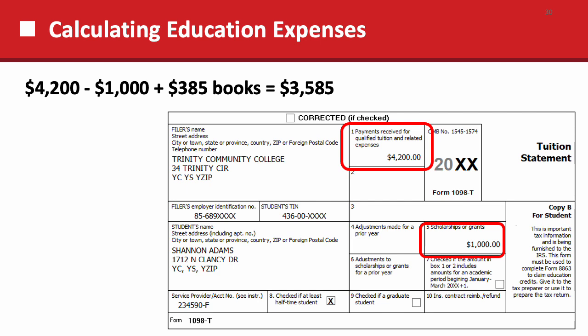That's taking the $4,200 that was paid, received by the school, minus the $1,000 scholarship that she received, but adding in the $385 in required books she had. So the net total is $3,585.